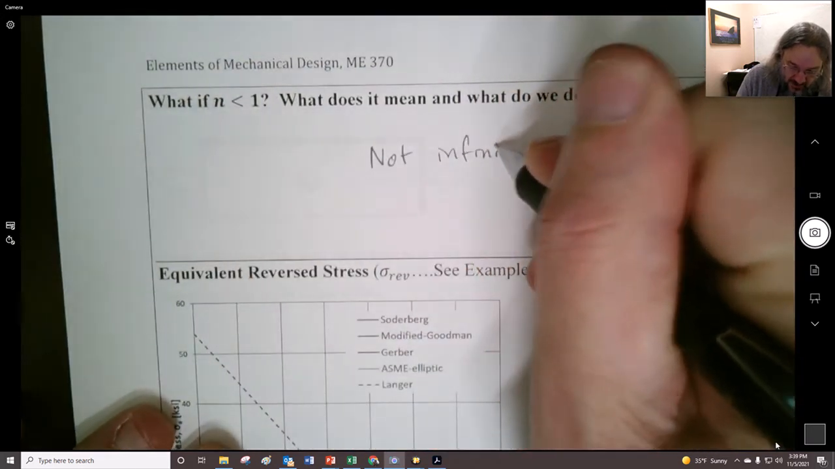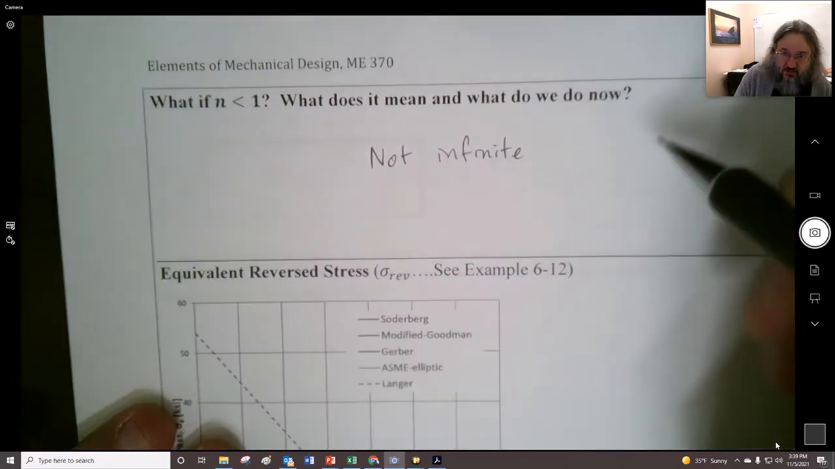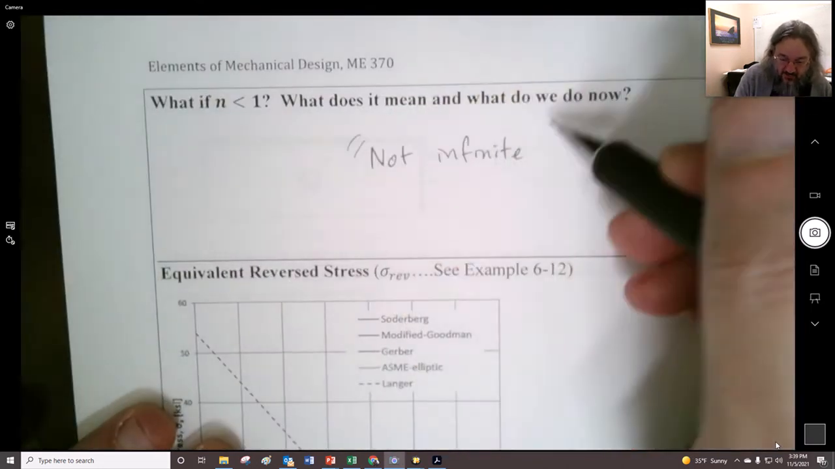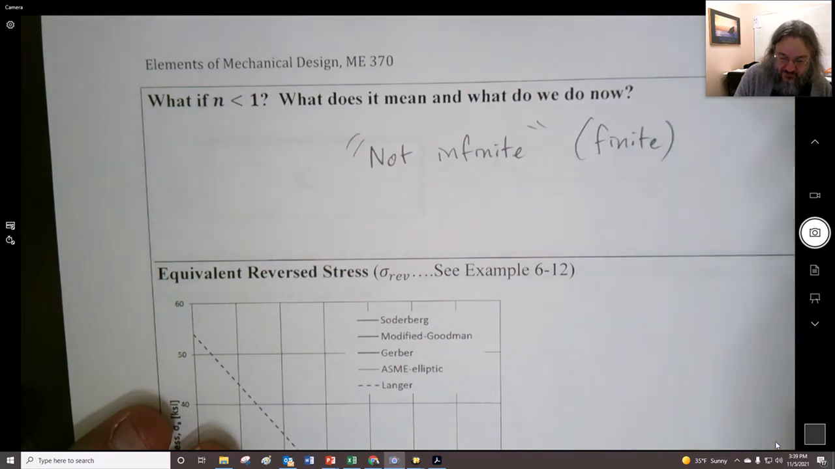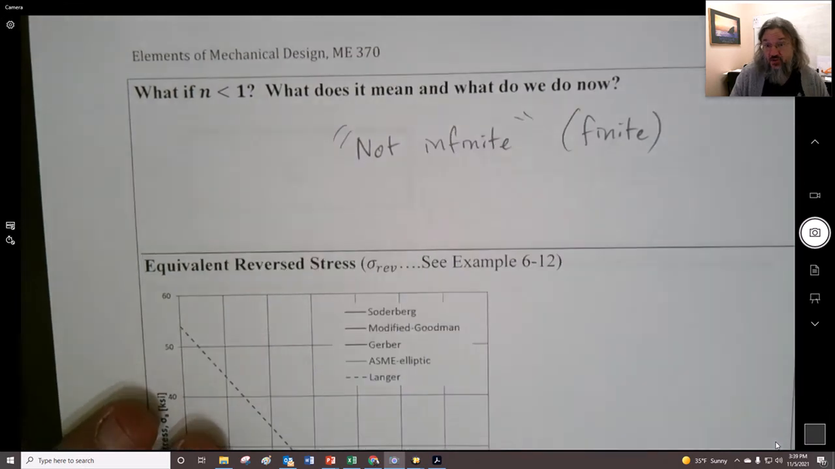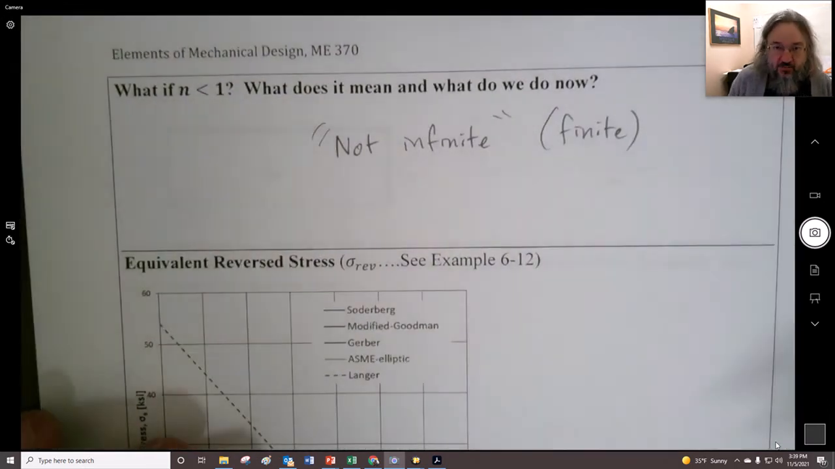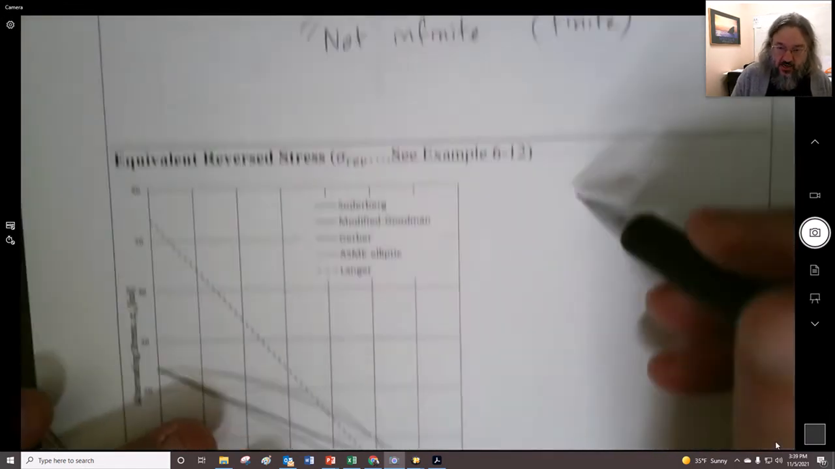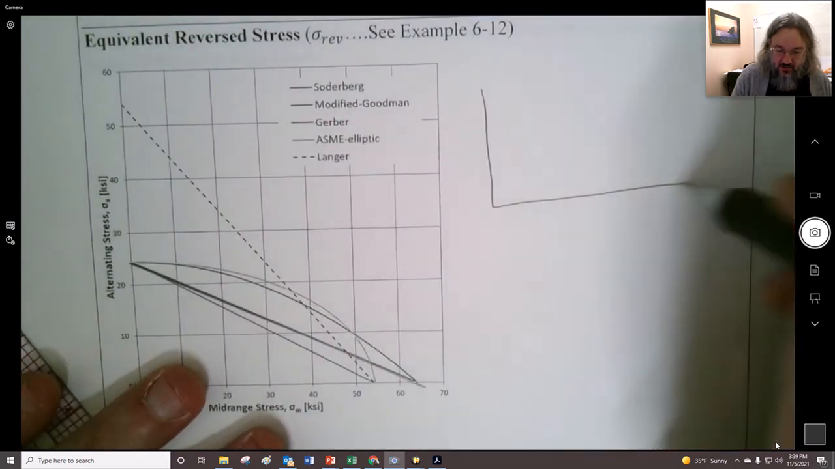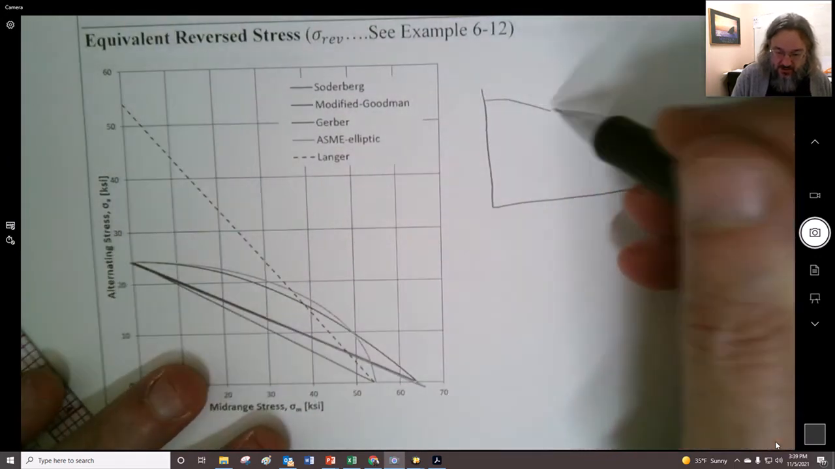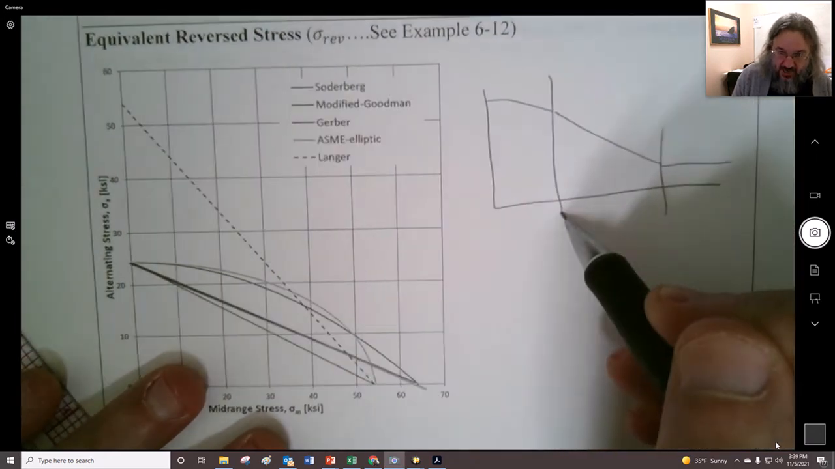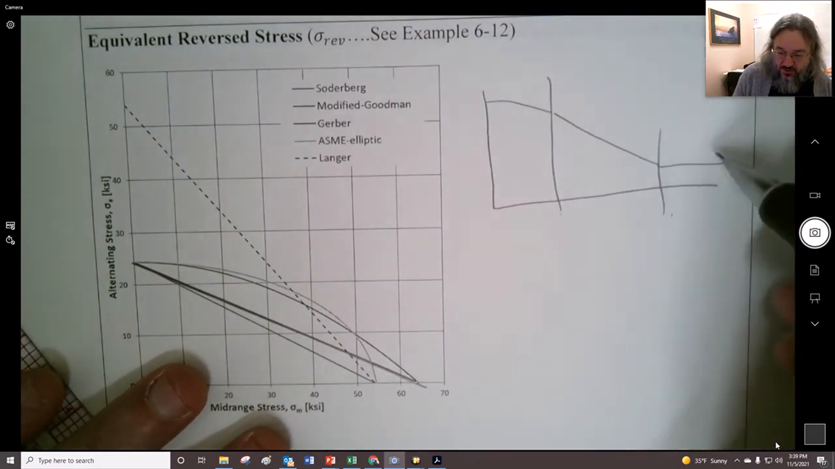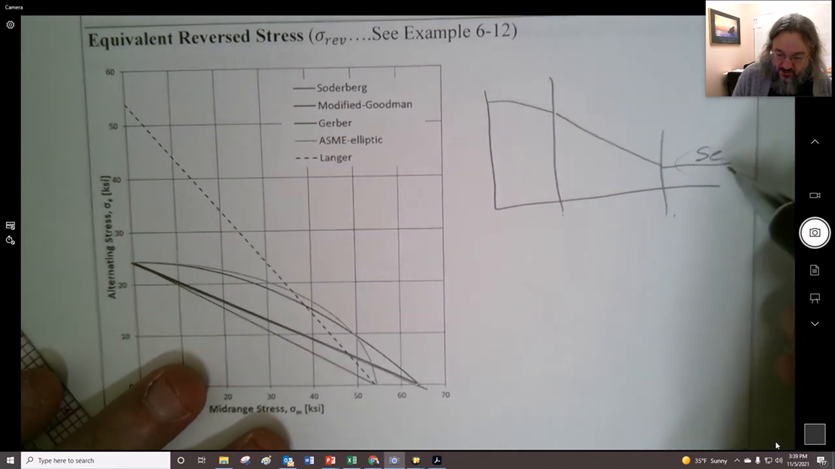I said that wrong. If the safety factor is less than 1, it's not infinite, aka finite, right? So it will eventually fail. So we want to figure out how do we go back to that SN diagram and figure that out, right? The SN diagram looks like this right here. Here's the 1,000 and here's 1 million. So we're above the endurance strength.